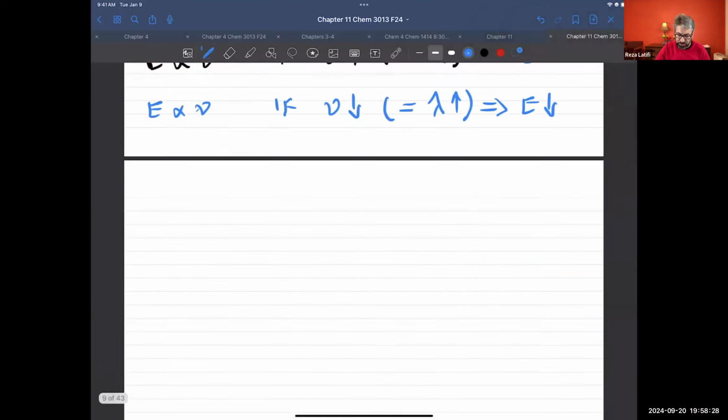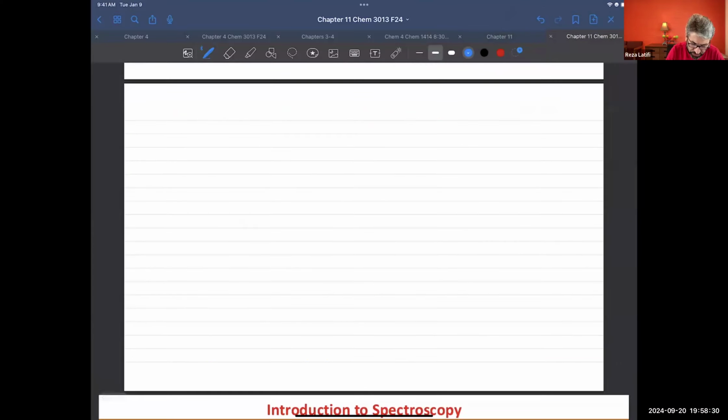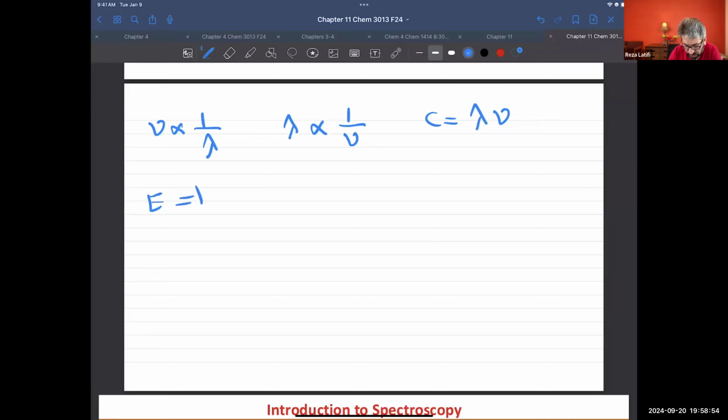So let's summarize what we said until now. First, we said wavelength and frequency are inversely connected to each other. Or you can say wavelength is equal to 1 over nu. And the second thing, we said c is equal to lambda multiplied by frequency. Next, we said energy is equal to h nu. Energy is directly proportional to frequency.